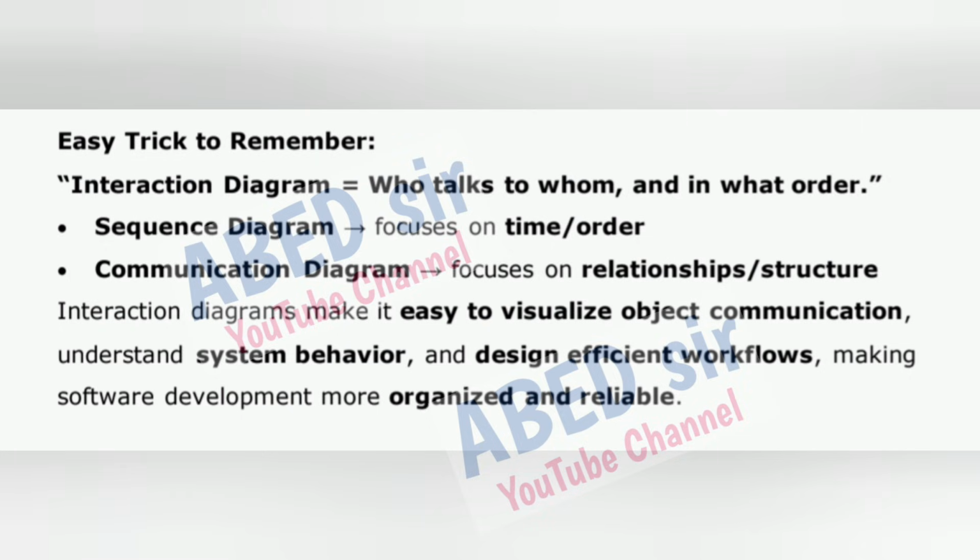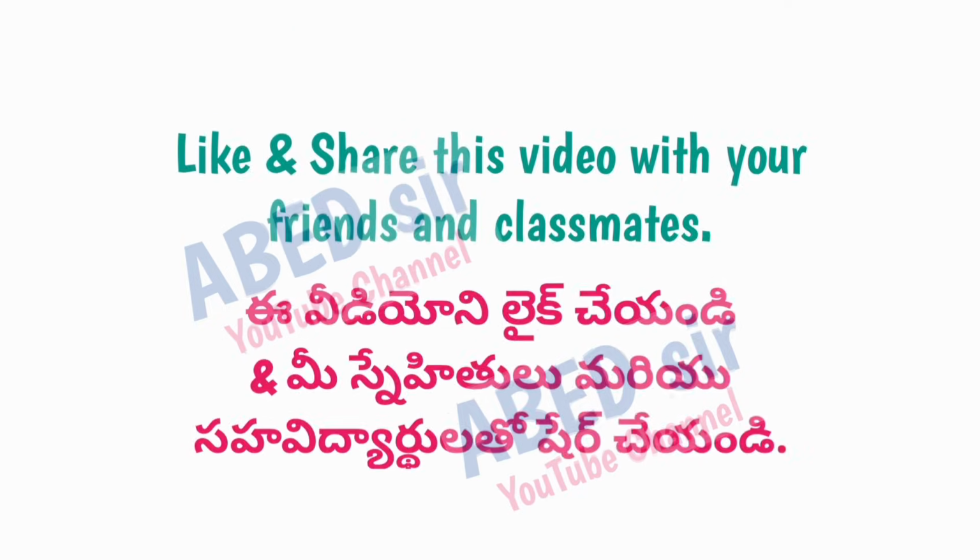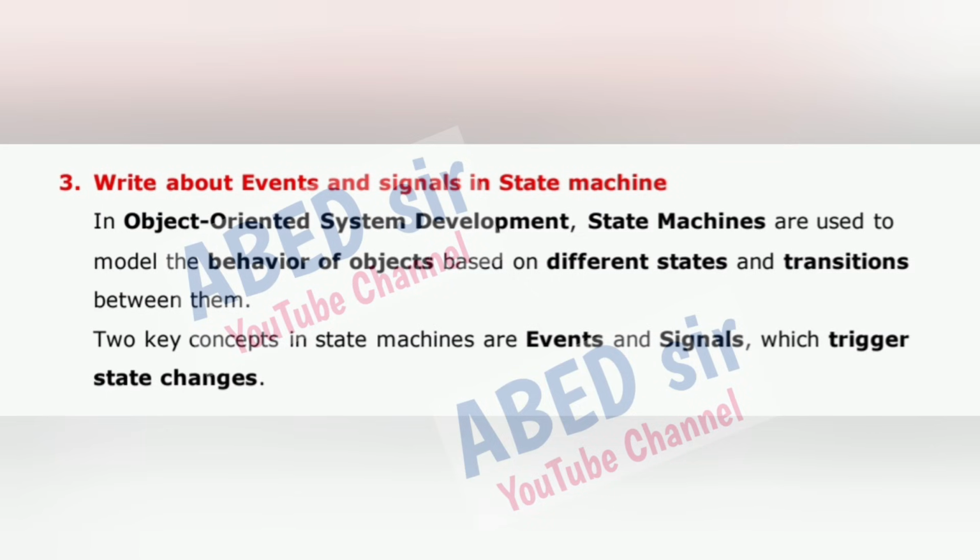Easy trick to remember. Interaction diagram is equal to who talks to whom and in what order. Sequence diagram focuses on time order. Communication diagram focuses on relationships structure. Interaction diagrams make it easy to visualize object communication, understand system behavior, and design efficient workflows, making software development more organized and reliable.